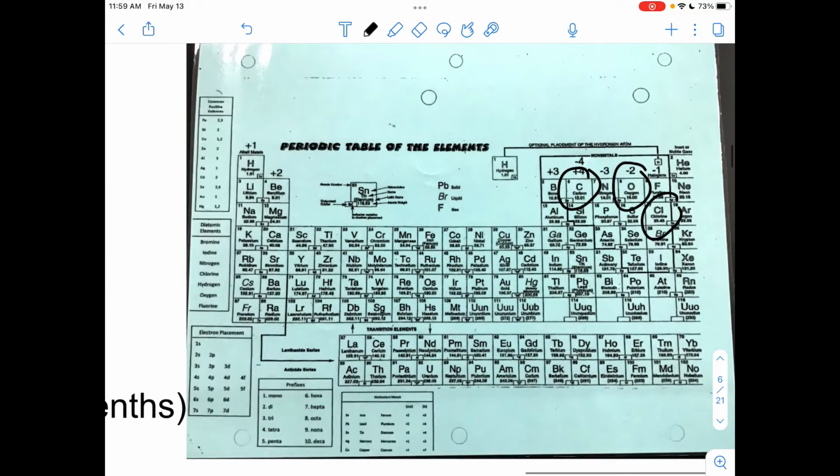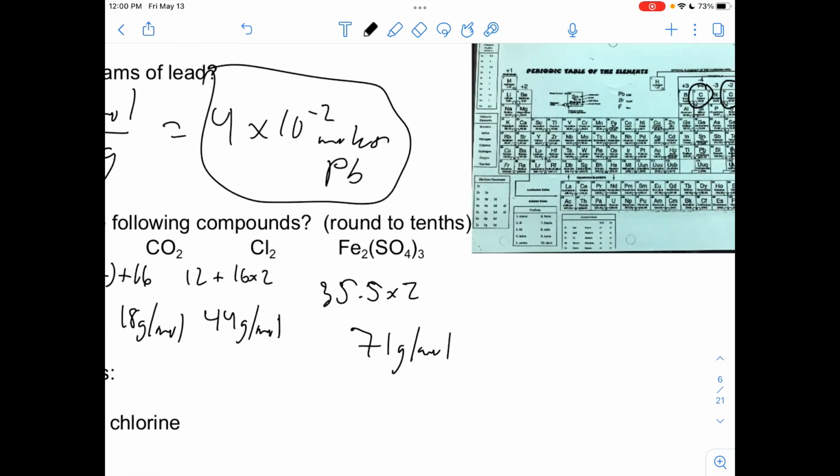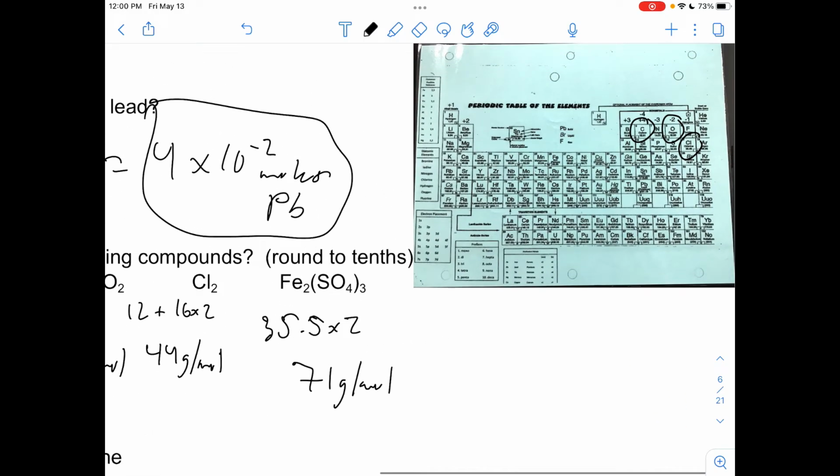So you don't even have to memorize it. Chlorine is 35.5, so 35.5 times 2 would give us 70.1. Or is that 71? 71 grams per mole. And our last one, the big one, Fe2(SO4)3.